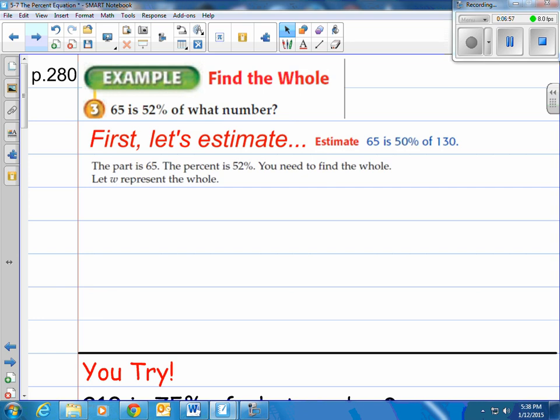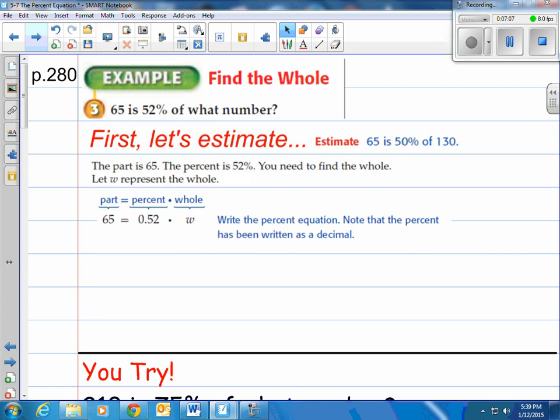All right, quickly, we have to say the part is 65. The percent is 52. And it says you need to find the whole. So let W represent the whole. Makes sense. So we have the part equals the percent times the whole. Keep that in the back of your mind. So we have 65 is 0.52, we change the percent to a decimal, times W.